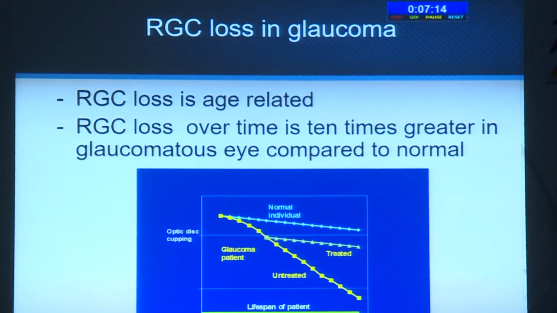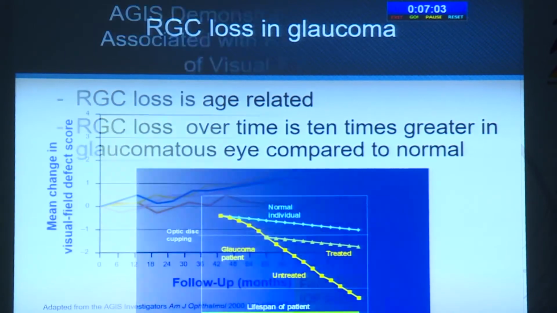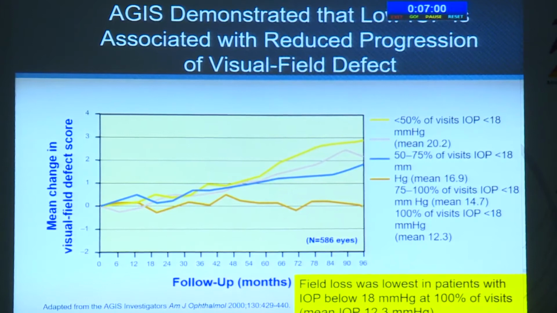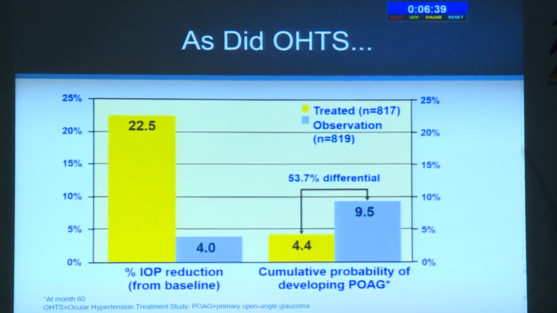We know that retinal ganglion cell loss is age related, and this loss is 10 times greater in glaucomatous eyes compared to normal eyes, and what we have to do is bring up the line which is going down by treating these patients. Various studies, particularly the AGIS study, have demonstrated that lowering the intraocular pressure is associated with a reduction in the progression of visual field defects, and the field loss was lowest when the patient was followed up with IOP below 18 millimeters at 100% of the visits, or when the mean IOP was 12. And the OHTS study has also said that by lowering the intraocular pressure, the conversion rate to glaucoma is lower.